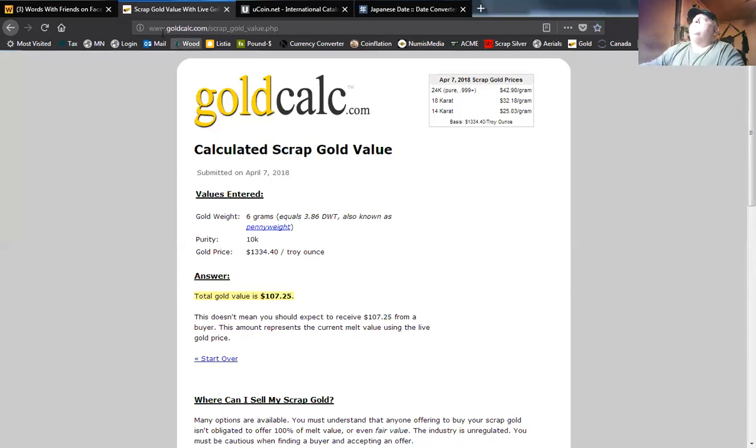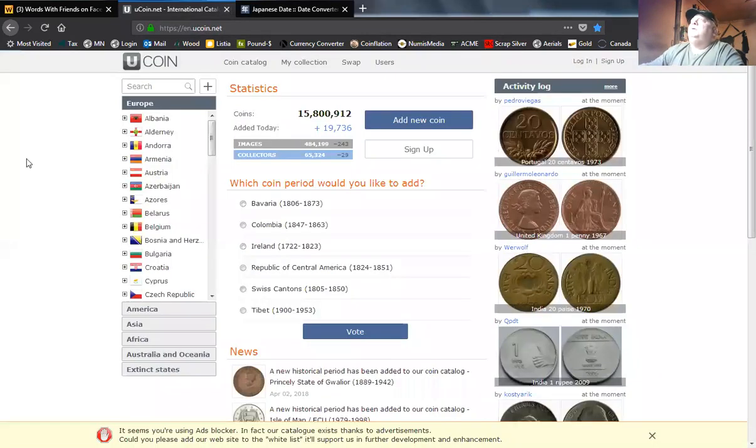So write this one down: gold calc scrap gold value PHP. That's the thing. I could probably include links in my description, but I'll see about that. Okay, now for people that collect coins.